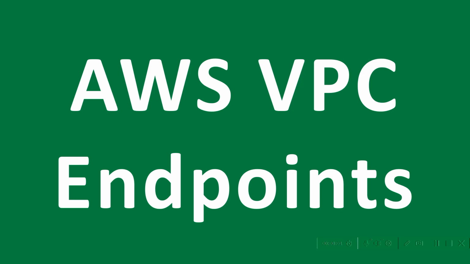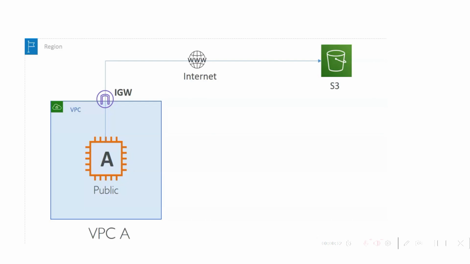Hello everyone. So today we are going to see what VPC endpoints are and where they can be used. Whenever you try to access any AWS service, say in this case an S3 bucket from your EC2 machine, the traffic flows via the public internet, and you also have to attach an internet gateway to the VPC so that you can access that particular AWS service.